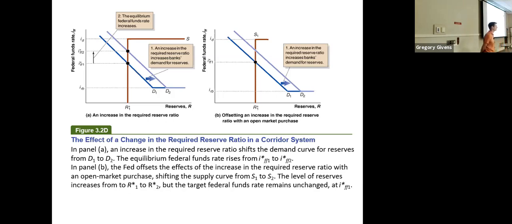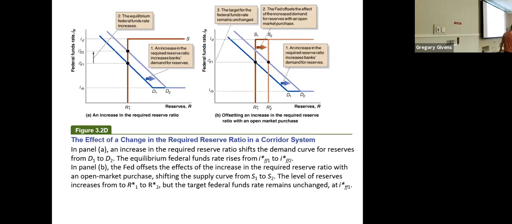What is it that they could do? Go ahead. They could do an open market operation and purchase securities, right? And as we saw two examples ago, that would shift the supply of bank reserves to the right. And if they measured these demand conditions just right, they could shift the supply curve to the right just enough to restore the equilibrium funds rate to where it was before.